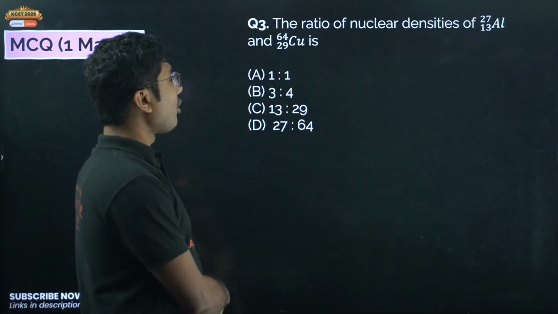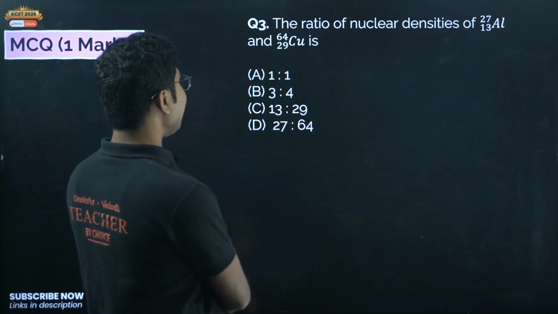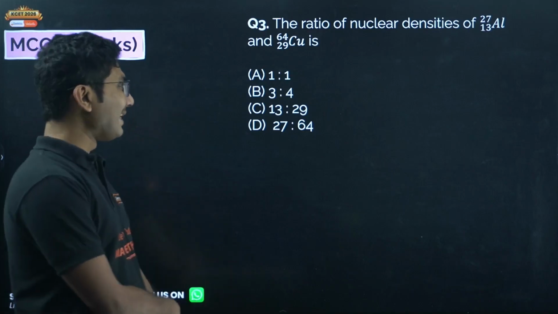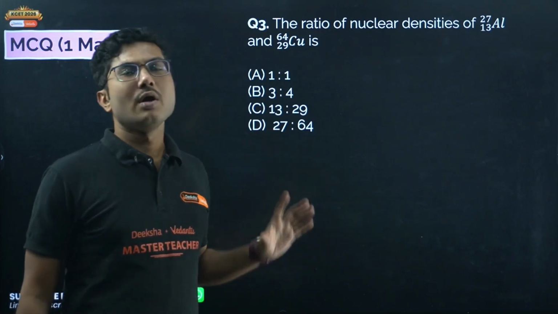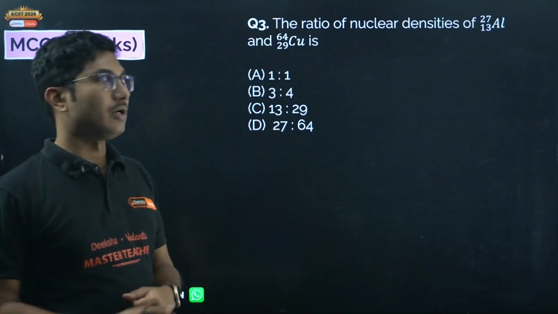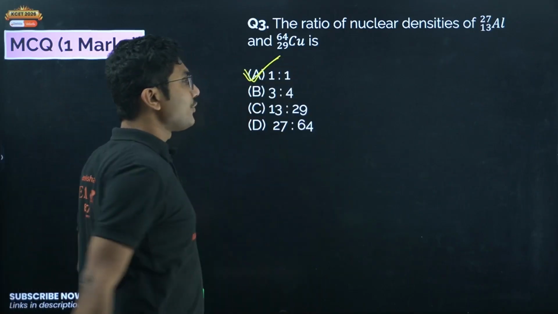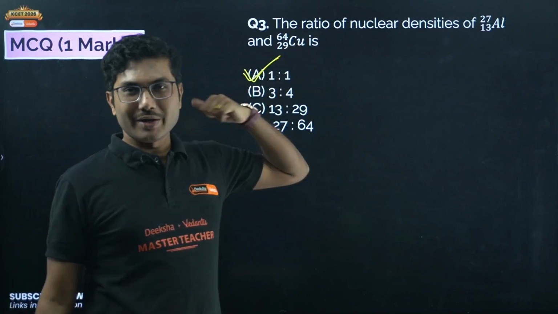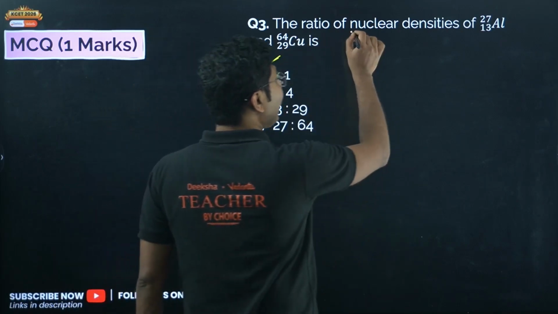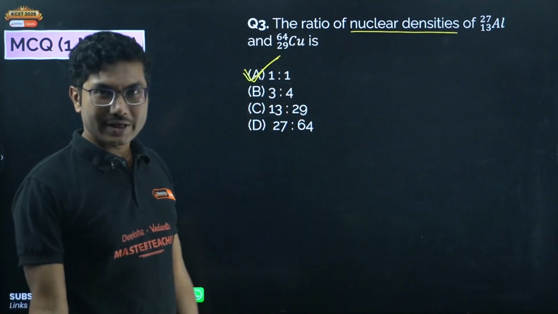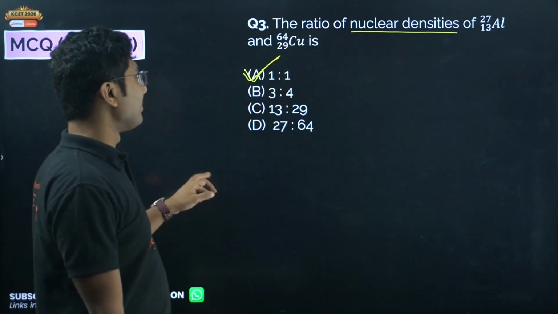Next, the ratio of nuclear densities of aluminium 27 13 and copper 64 29 is. Nuclear densities of elements are constant, except for a very few very light and very high atomic mass nuclei. So the ratio of nuclear densities is constant, it will be 1:1. You do not need to take square roots or anything. You can calculate radius, but they ask about nuclear densities. Nuclear density must be constant, so whatever the nuclear density for aluminium is, the same holds for copper as well.